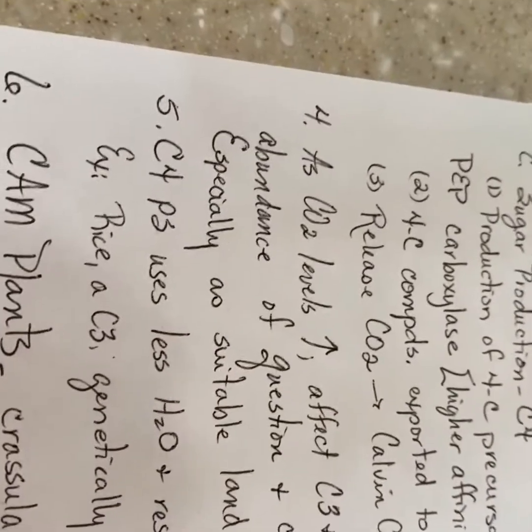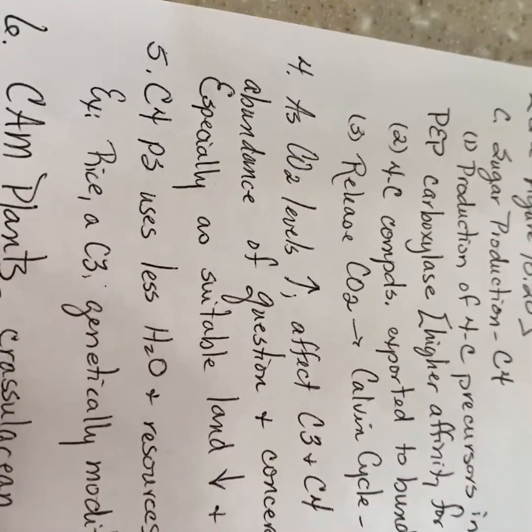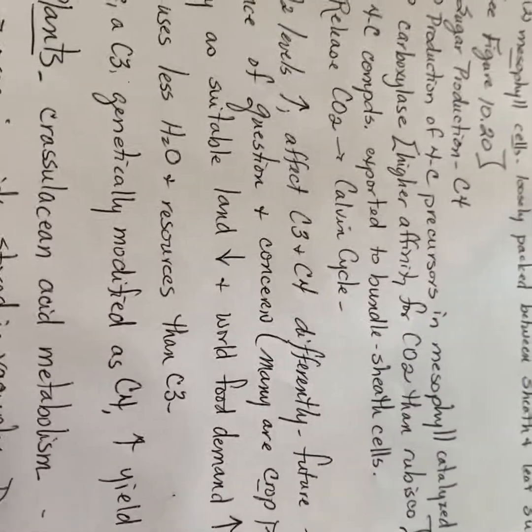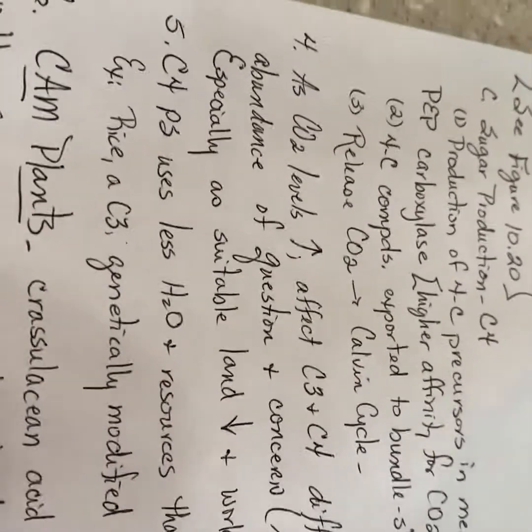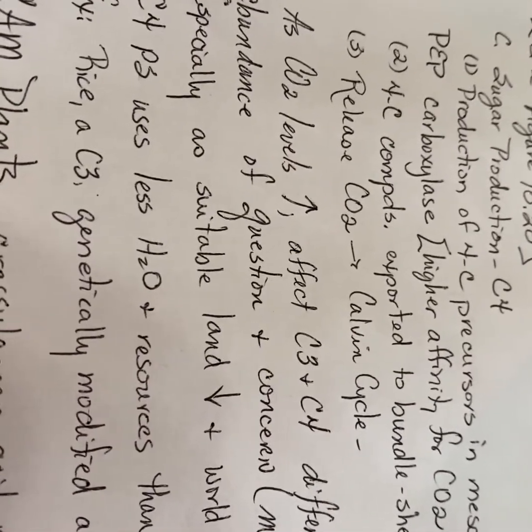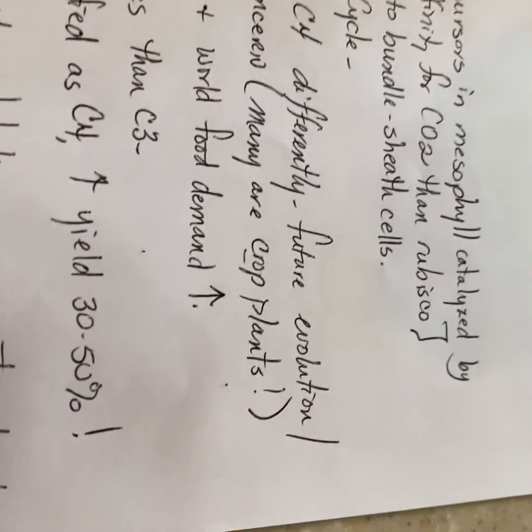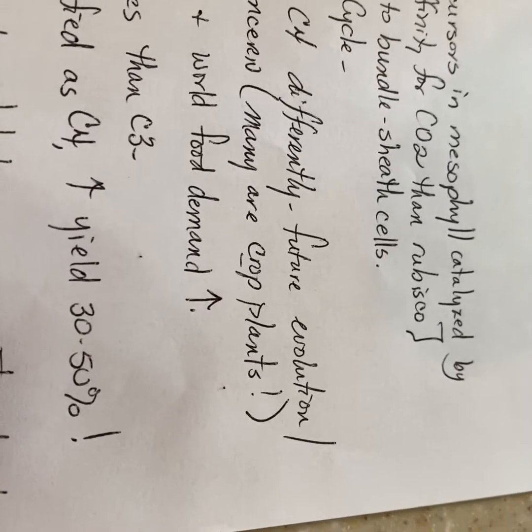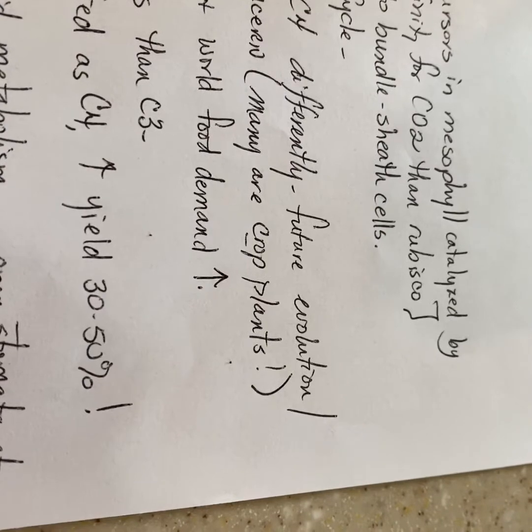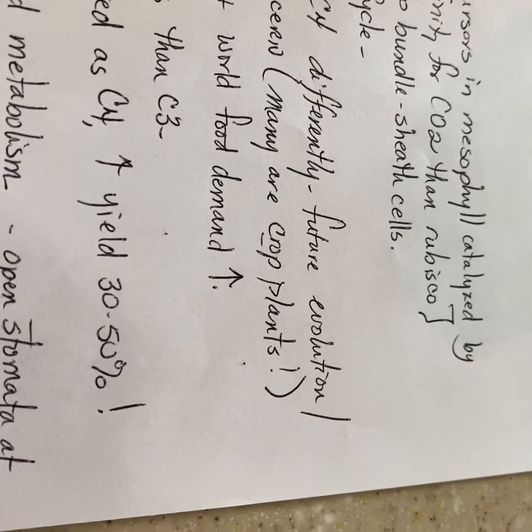There has been some really neat research lately. C4 photosynthesis uses less water and resources than C3. So what scientists have done recently is they took rice, just as an example, which is a C3 plant, and genetically modified it to be a C4. And they have estimated that this alone will increase the yield 30 to 50%. That's pretty incredible when you think about what the needs are when we're trying to feed the world.